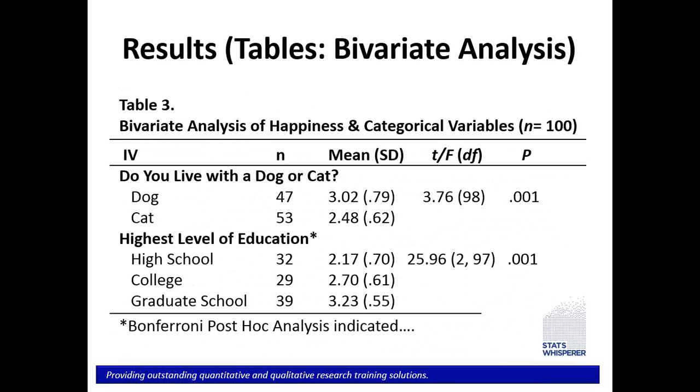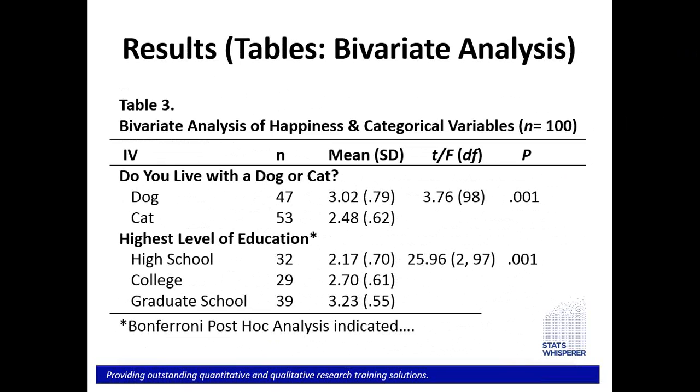And then we have our tables. Now the nice thing is you don't need a separate table for every t-test and one-way ANOVA. You can combine them, right? Like in table 3, we have the t-tests and one-way ANOVAs combined.